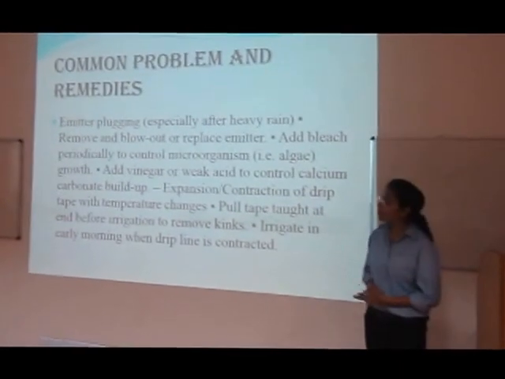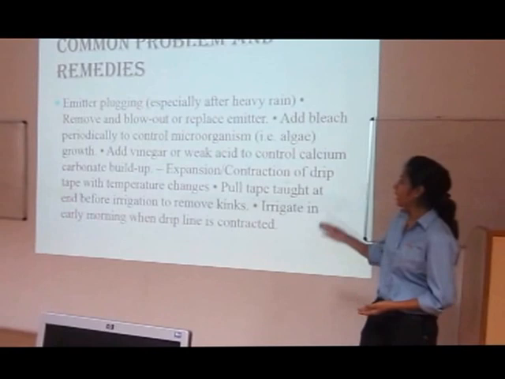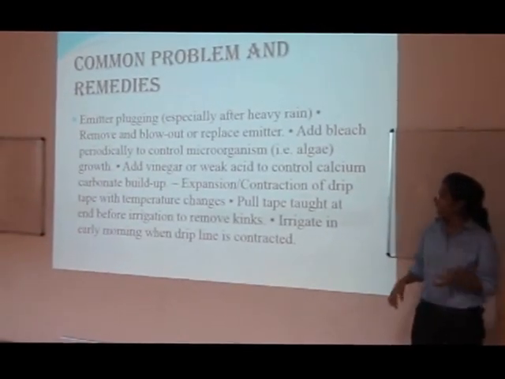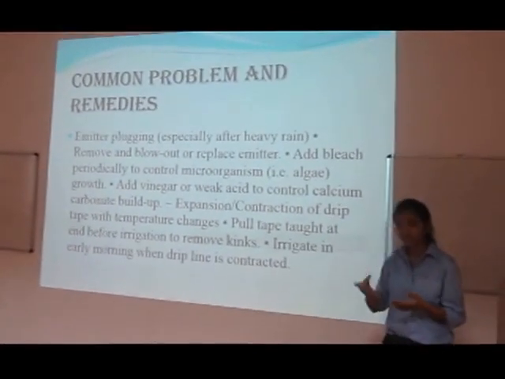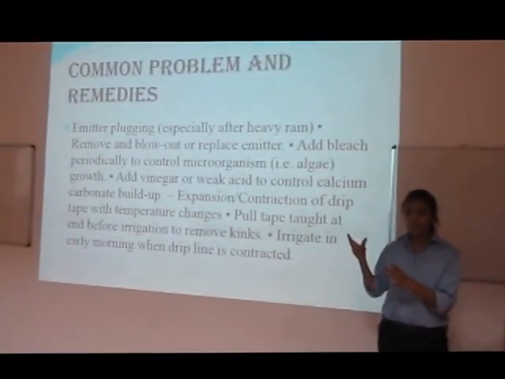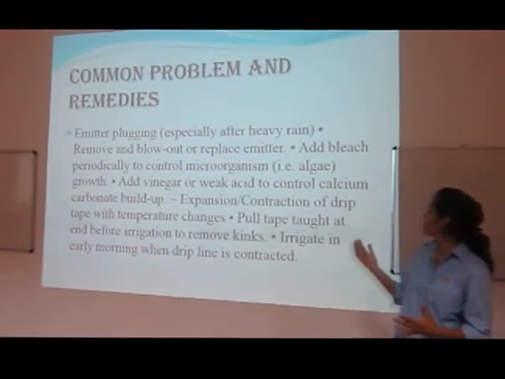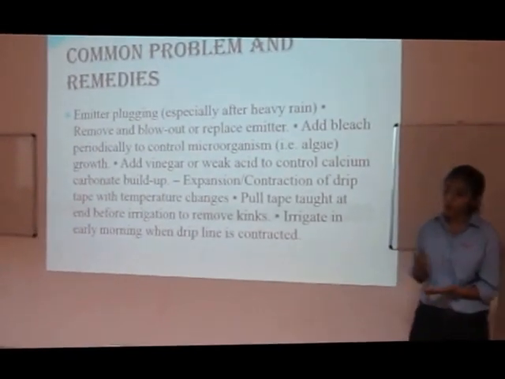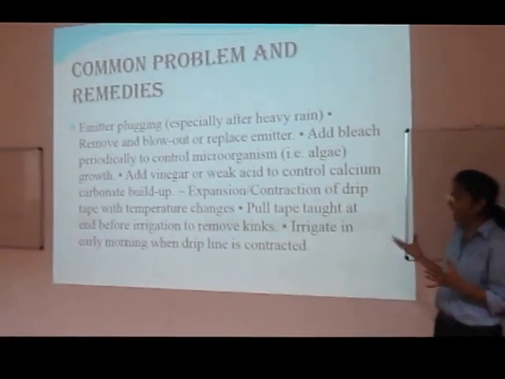And the common problems and remedies related to drip irrigation are emitter plugging, especially after heavy rain. What happens in this is removing and replacing emitters. The emitter is the component which gets defective due to the heavy rain. And then comes bleaching. Bleaching must be done periodically to control the microorganisms, to control the algae growth.